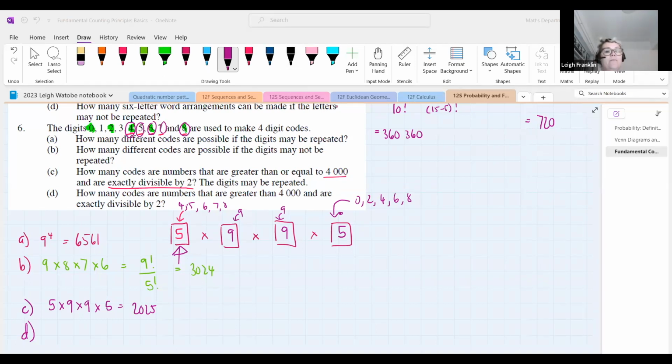Okay, no problem. So can you see that questions C and D are very much the same? Read carefully. How many codes or numbers that are greater than or equal to 4,000 and exactly divisible by 2? The digits can be repeated. In question D, it says how many codes or numbers that are greater than 4,000 and are exactly divisible by 2?